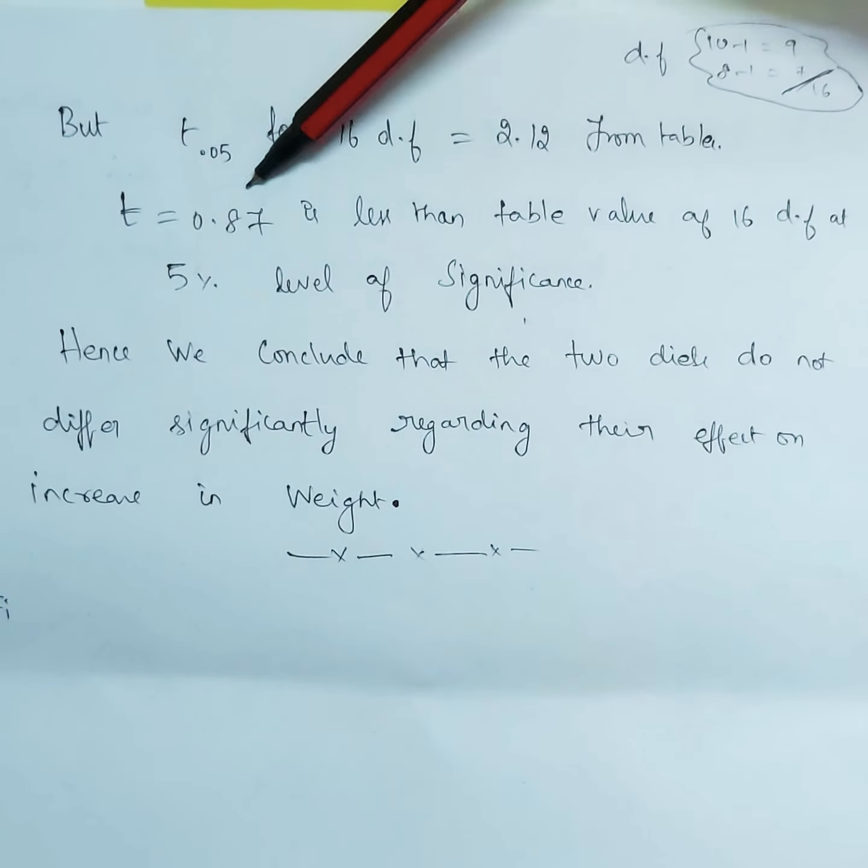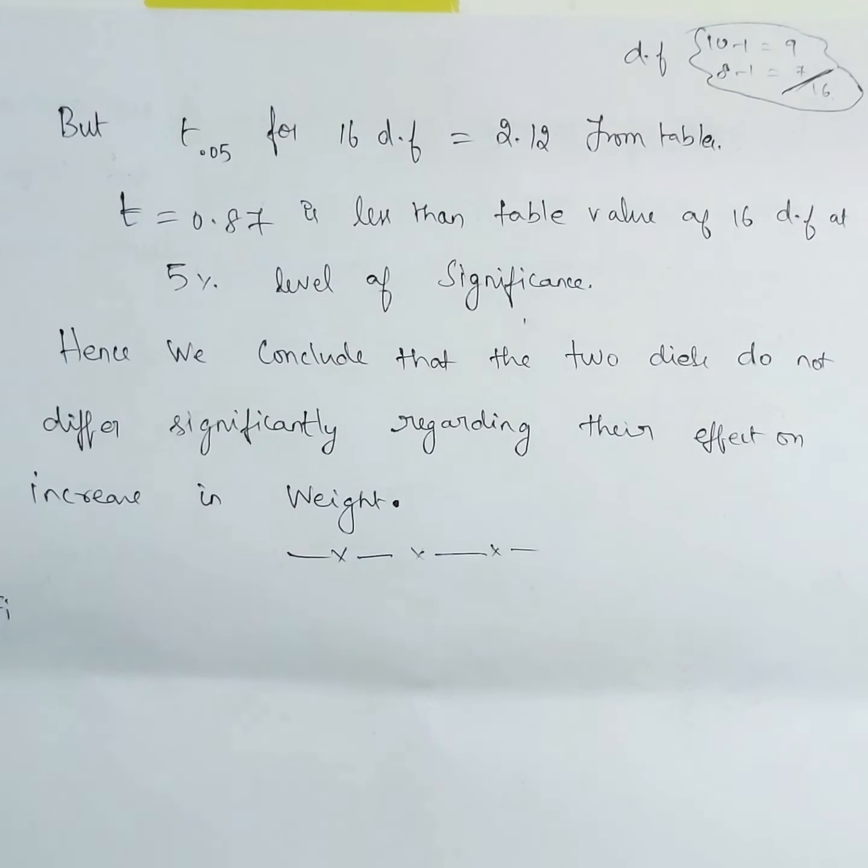So what we got is 0.87. So 0.87 is less than the table value with the 16 degrees of freedom at 5% level of significance. Hence we conclude that the two diets do not differ significantly regarding their effect on increase in weight.